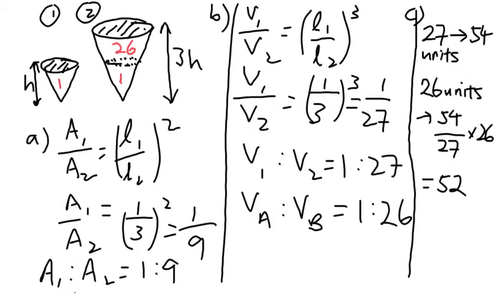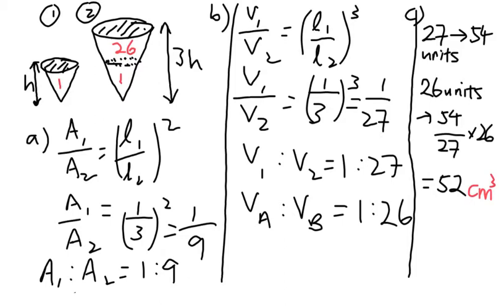Part C is now applying this idea. They're saying that the whole cone has a volume of 54 cm³. Now the whole cone is 26 plus 1, that's 27 units. 27 units is 54 cm³. Therefore, we want to find only part B, which is the top part, so that's 26 units only. So I take 54 divided by 27 times 26. That gets me 52. Oh, I have forgotten my units: cm³.